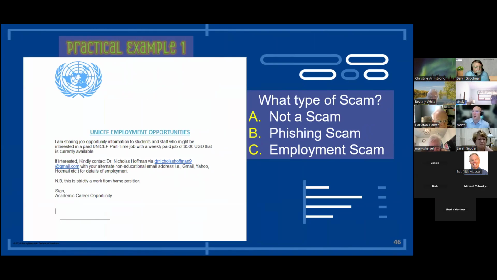What type of scam is this? I'm sharing a job opportunity information to students and staff who might be interested in a paid UNICEF part-time job with a weekly paid job of $500.